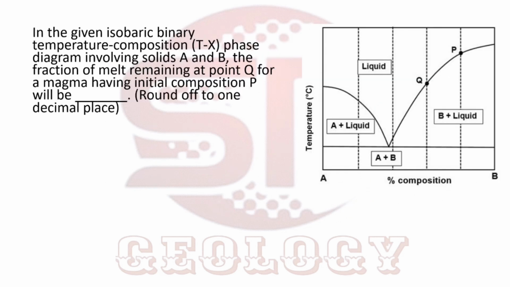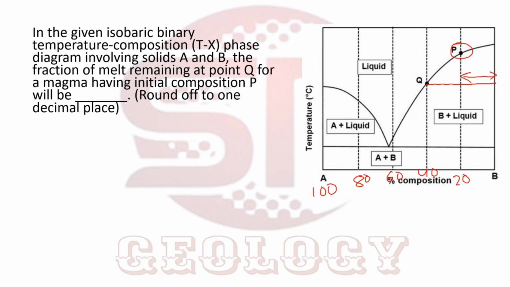Then the given isobaric binary temperature-composition Px phase diagram involves solids A and B. It has 5 divisions, so you can write 20, 40, 60, 80, 100 in terms of B. In terms of A, we write 100, 80, 60, 40, 20, and accordingly B. You have to calculate the fraction of melt remaining at point Q for a magma having initial composition P. So you have to calculate the melt percentage. This is the melt segment.